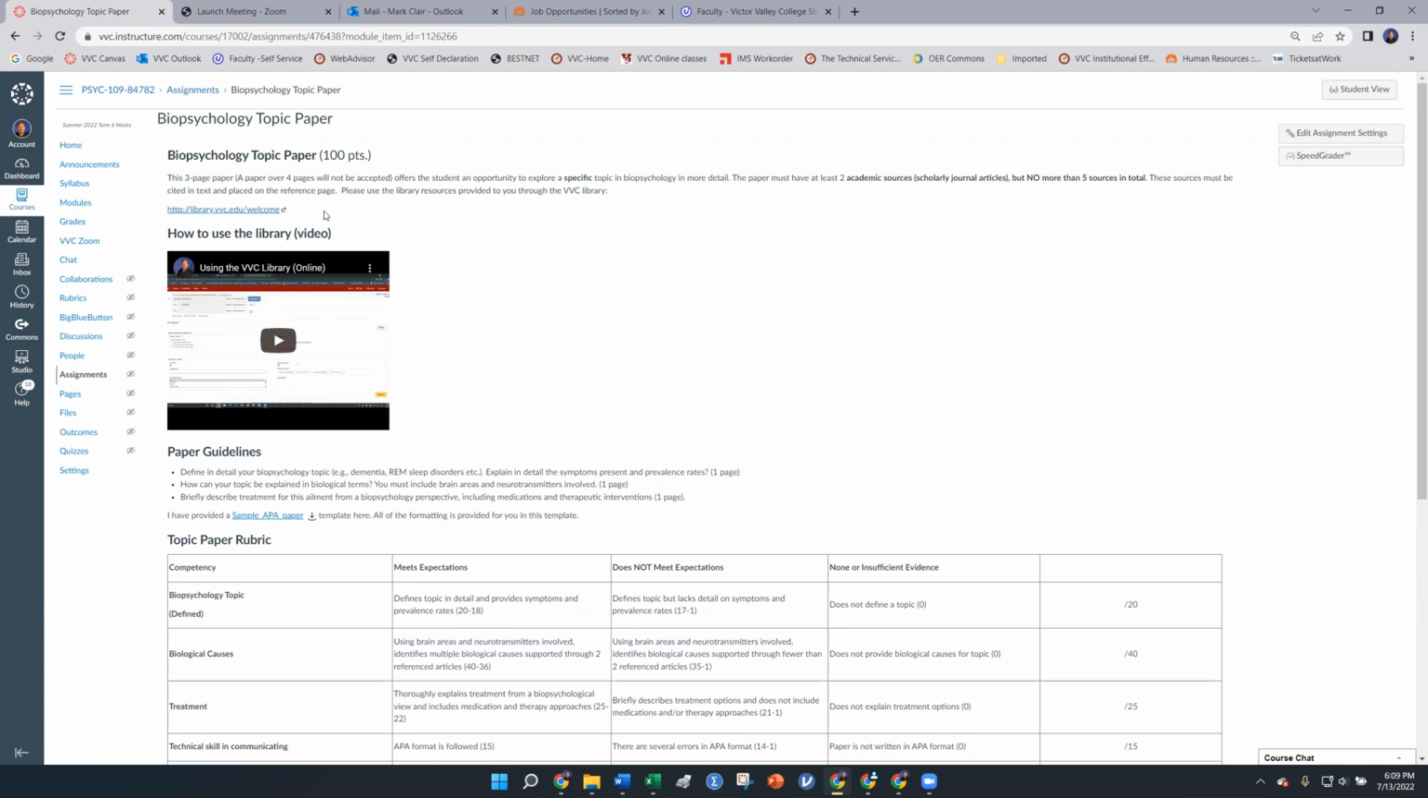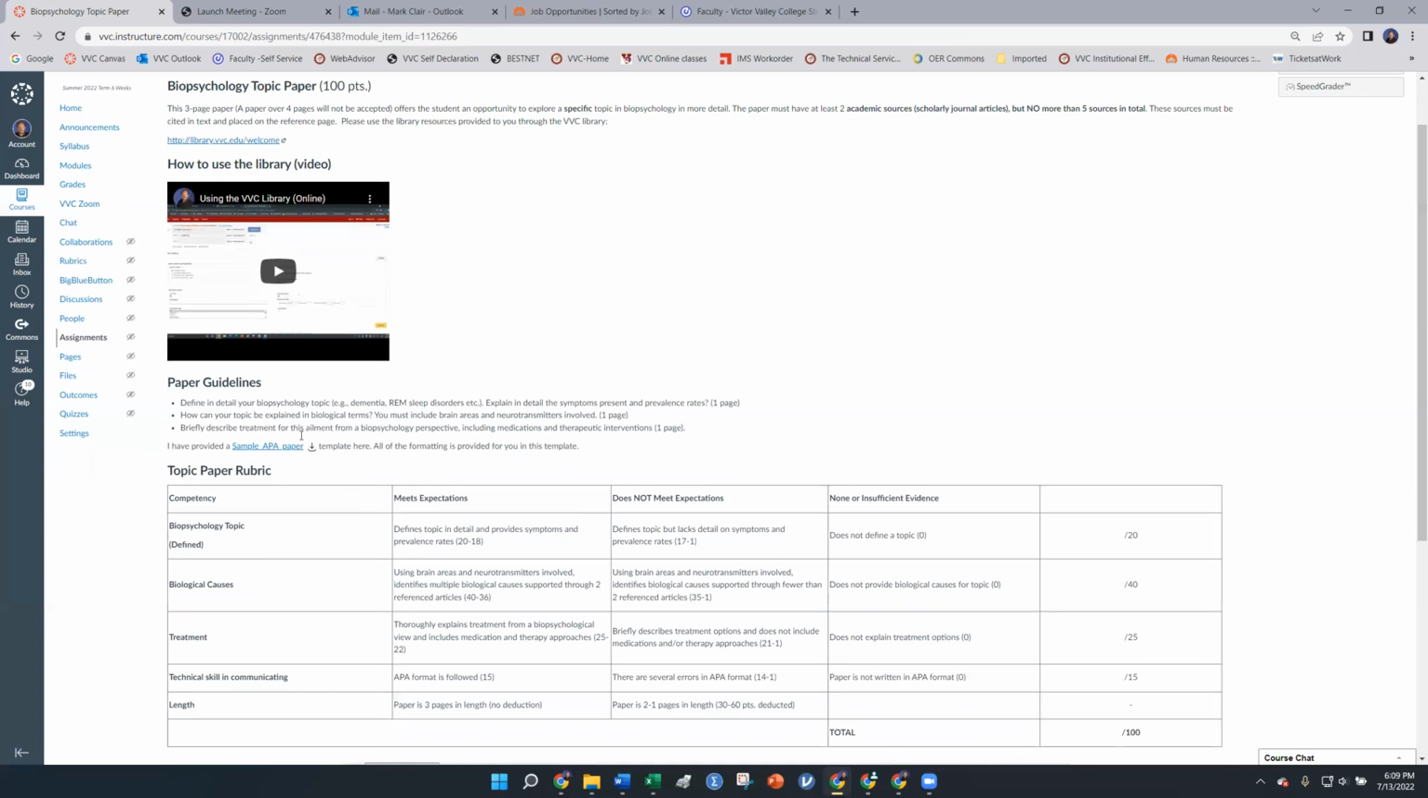So you have the paper requirements as far as length. You have videos to find the resources. Then you have the paper guidelines. The first one: define in detail your biopsychology topic. Explain in detail the symptoms present and prevalence rates. That's one page, just describing and detailing the topic, like in this case, REM sleep disorders. What are they? How many people suffer from this? Are they treatable? All that kind of stuff.